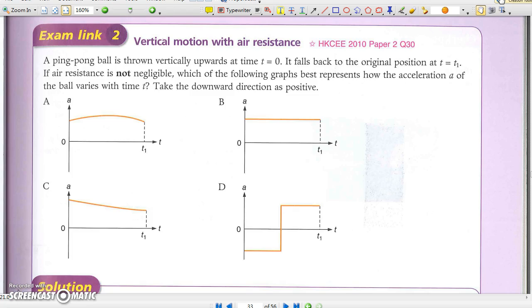Exam link 2 is challenging. You must spend a couple of minutes to figure out the change in acceleration when a ping pong ball is thrown vertically upwards. Try checkpoint 6 and don't forget to try the MCQs of practice 3.4 afterwards.